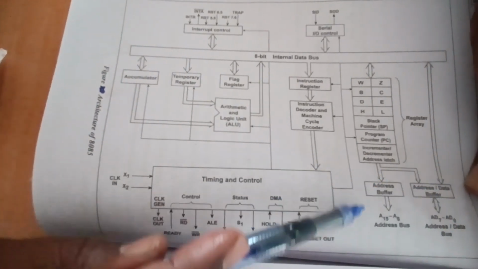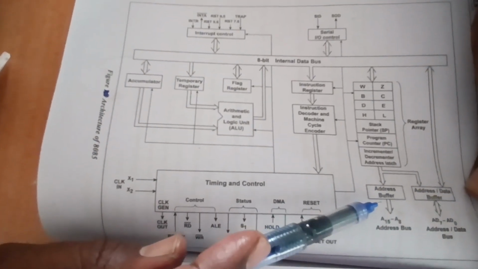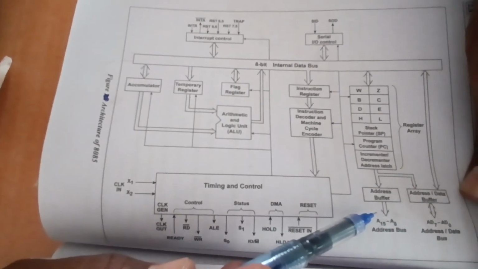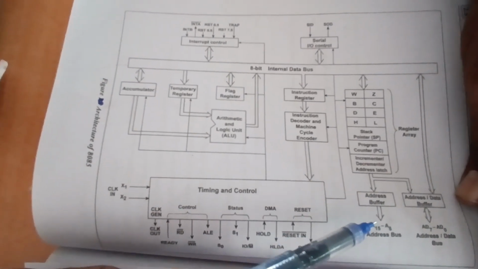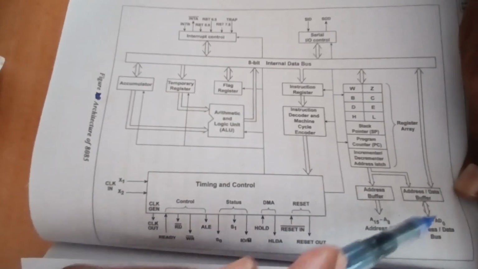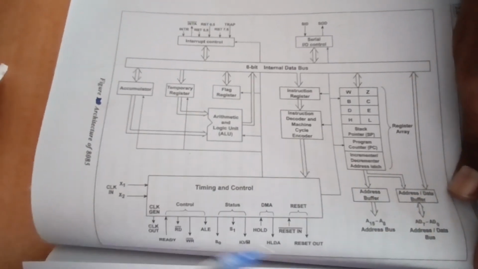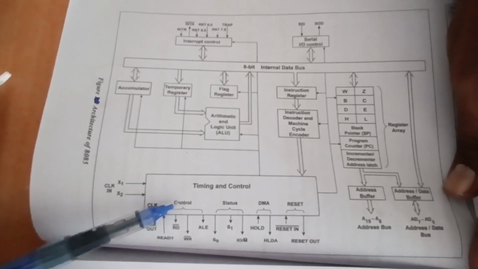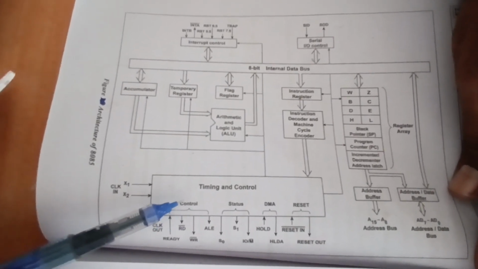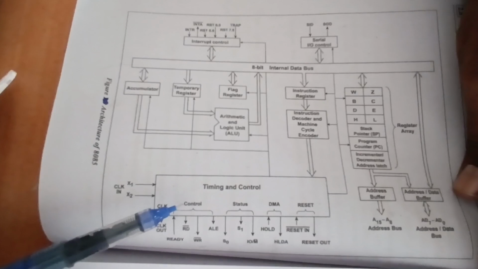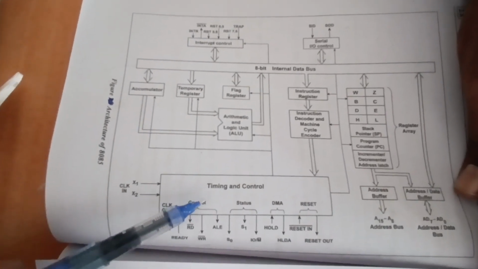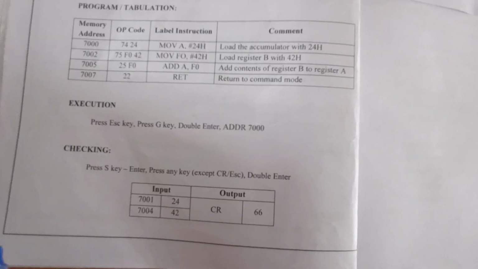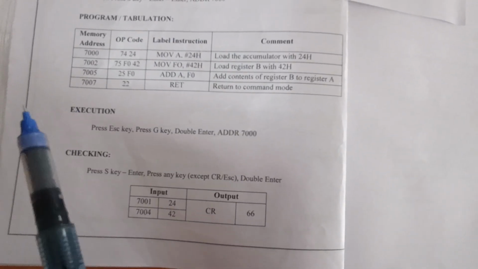Here address bus and data bus buffers are there, which give the address. Normally we use address values like 6C00, 7000, 7001, and those addresses are stored in this portion. Here is the timing and control module. It is used to give the timing of the execution. Normally we give a time limit, and the time limit is controlled with the help of the timing and control module.